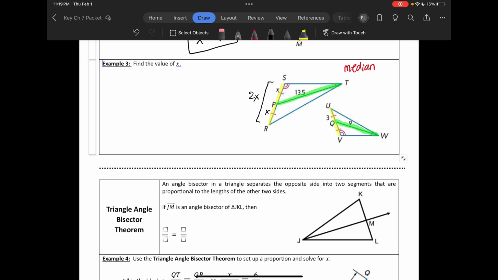And then similarly over here, UV, if UQ is 3, then this is 3. That would make this whole side 6. Okay, so if I set up my ratios here, I'm looking at green over green is equal to yellow over yellow. Okay?